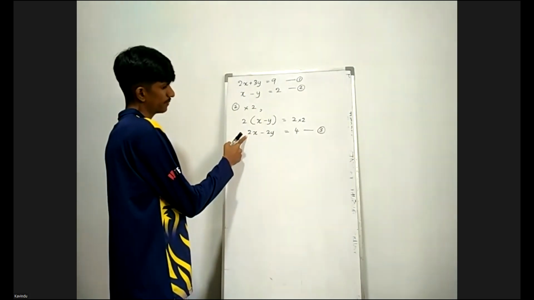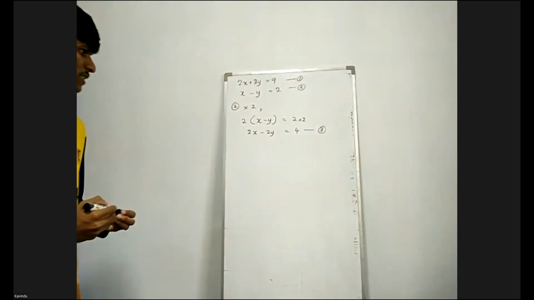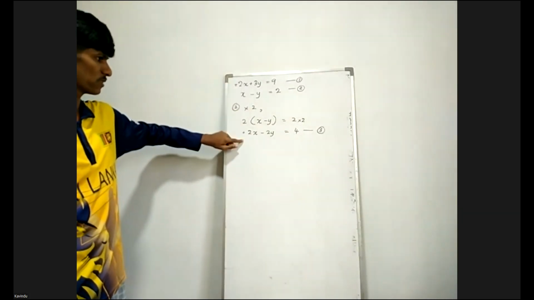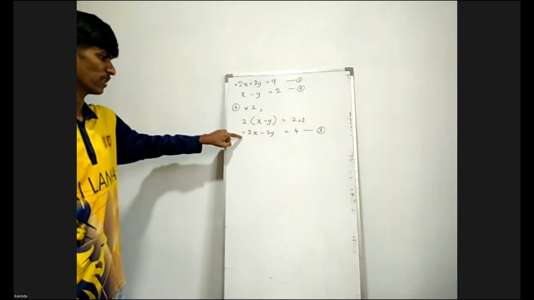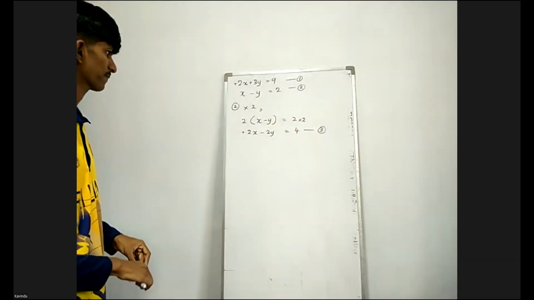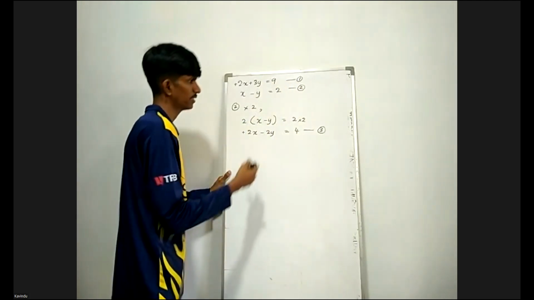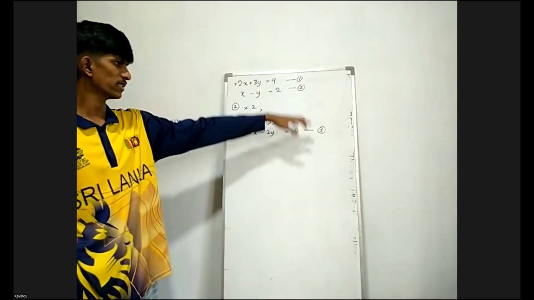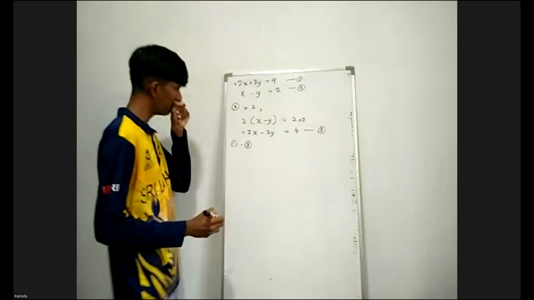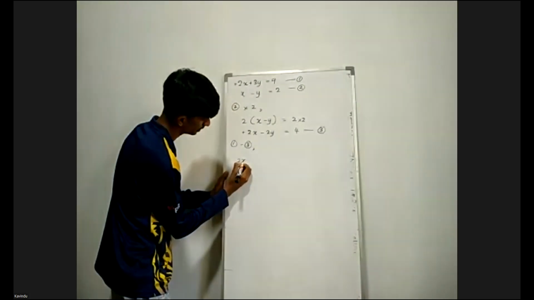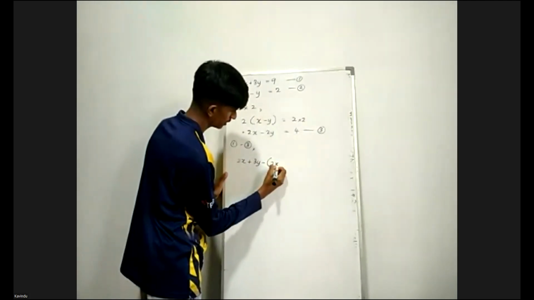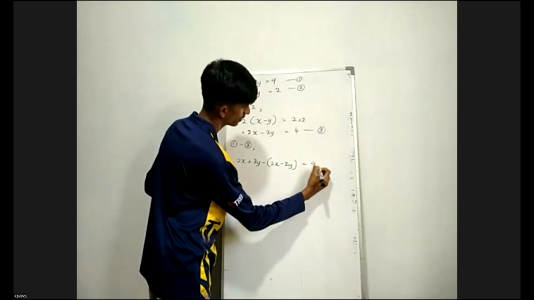Now the coefficients of x in this third equation and first equation are both 2, and both are plus signs. Previously I said if the signs are equal, we have to subtract. Then I subtract the third equation from the first one. You can also subtract the first equation from the third one. So (2x + 3y) - (2x - 2y) = 9 - 4.